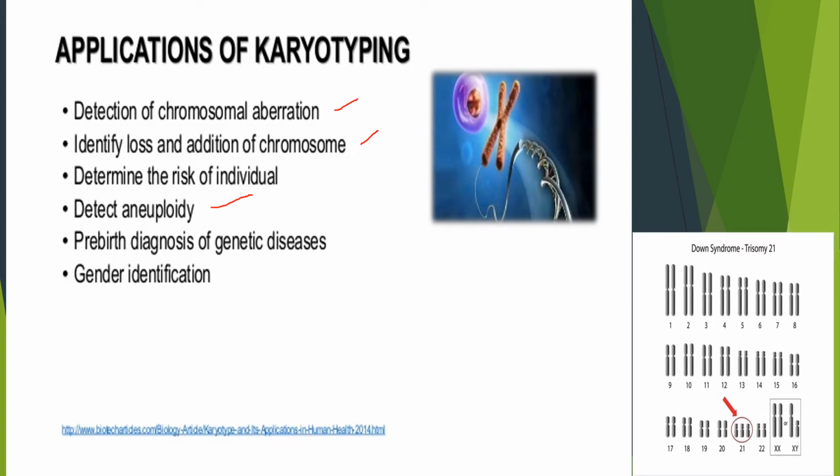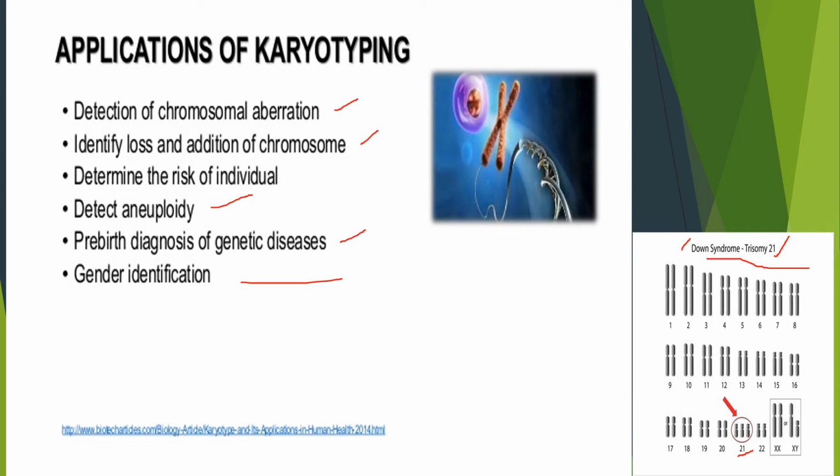In the condition Down syndrome, there is trisomy of the 21st chromosome. Instead of one homologous pair, you can see 3 chromosomes here, and this is an aneuploid. One chromosome is gained extra, and we call this condition Down syndrome, and it is a genetic disorder. Karyotyping also helps in gender identification. It also helps in pre-birth diagnosis of genetic disease.